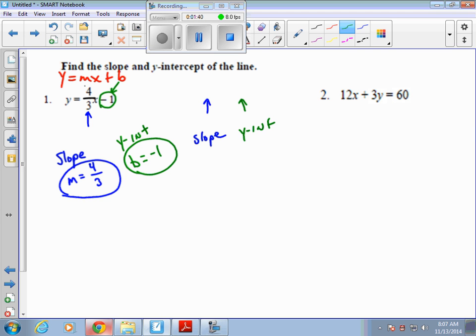Number 2 is in what's called standard form. Ax plus by is equal to c, where this is a, this is b, and this is c. We'll talk more about standard form later. We want to put it in slope-intercept form, since we're looking for a slope and a y-intercept. In order to do that, we need to make it say y equals mx plus b. We don't have that form right there, so we got to do some manipulating of this equation.